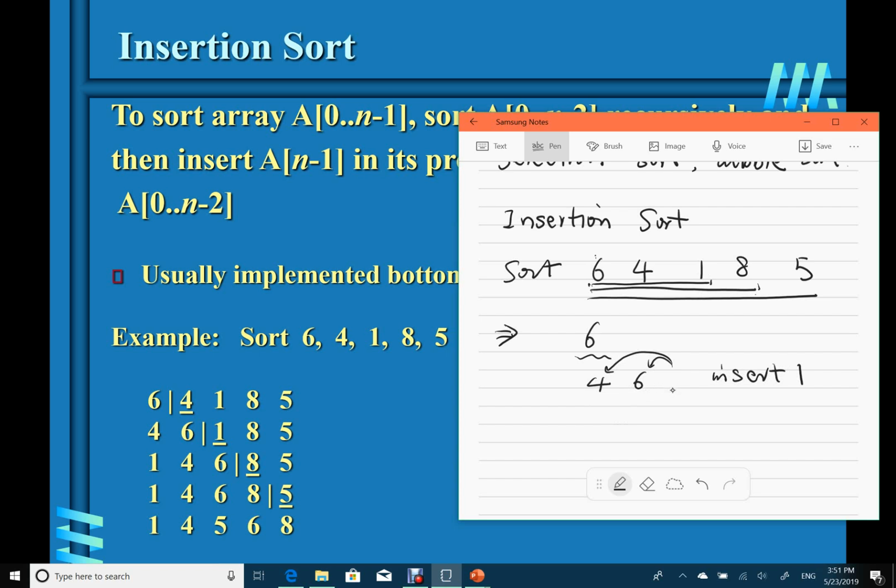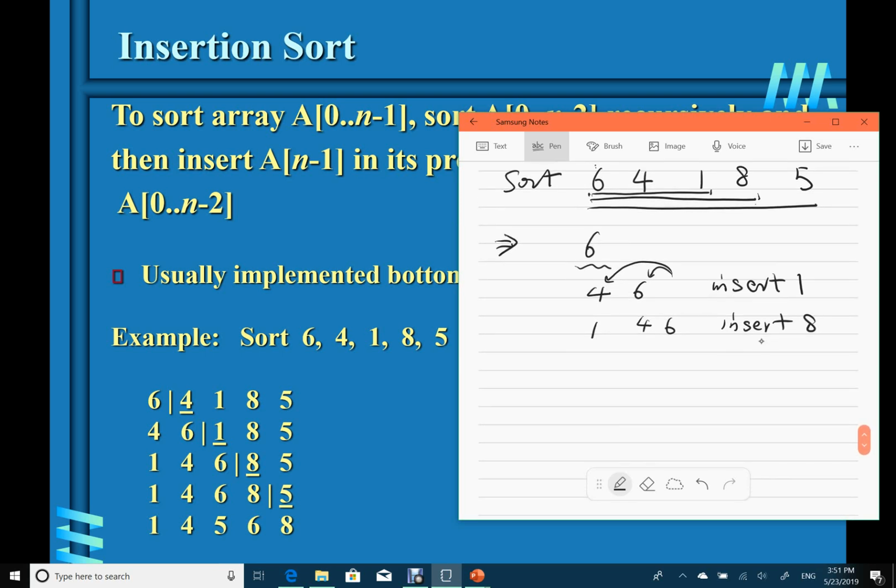Every time, if it is larger, you swap to the next position, and you have 1 to be here. And then you insert 8. When you insert 8, same thing. If this one is already larger than 6, in that case, this is a good position for that. You don't need to change.